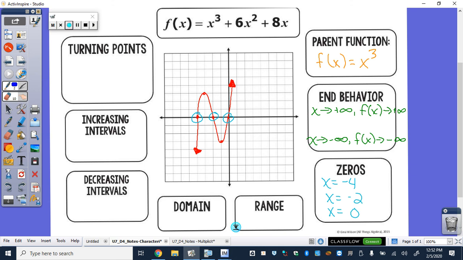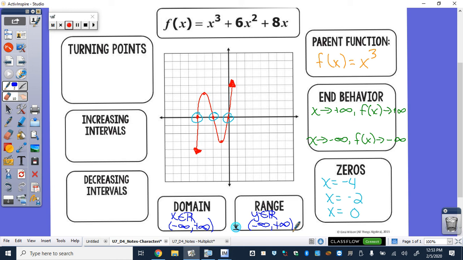So I'm looking next at domain and range. What would be our domain here? x is an element of the reals. Or if you prefer interval notation, negative infinity to positive infinity is the other way that we can write that. Our range for this one? y is an element of the reals. Again, negative infinity to positive infinity if you prefer the interval notation there.